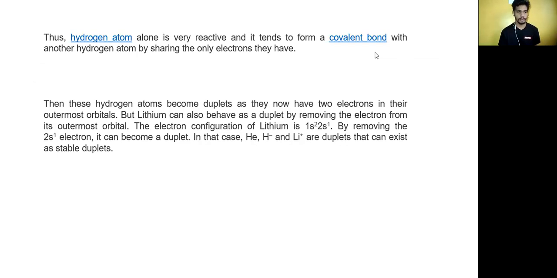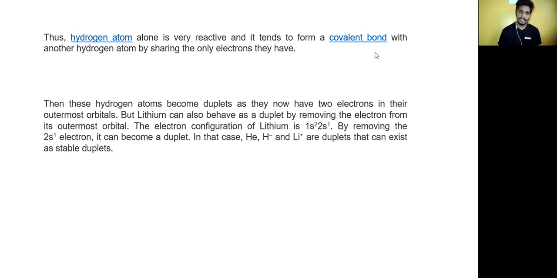But in the case of lithium, we know that there are 3 electrons. In the first orbit, 2 electrons can be accommodated and only one is remaining. So does it follow the duplet or octet rule? Let's see. Lithium can behave as a duplet by removing the 1 electron from its outermost shell. So lithium is very smart in this case. It removes the outermost electron, so what remains? 2 electrons. The electron configuration of lithium is 1s2, 2s1: in the first orbit there are 2 electrons, and in the second orbit there is 1 electron. By removing the 2s1 electron, it can become a duplet.